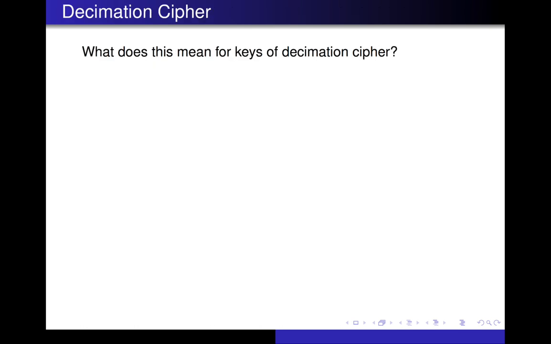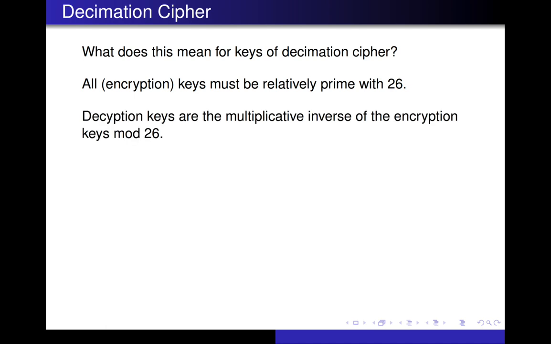All right. So, what does this mean about keys of the decimation cipher? Getting back to that one. If we have an encryption key, it must be relatively prime with 26. Remember, the problem with 4 and with 13 is they shared factors with 26 that weren't 1. And then the decryption keys are going to be the multiplicative inverses of those encryption keys. Let's do one more example to show you how to do this. If our encryption key is 15, the first thing we're going to do, if we want to be able to decrypt our messages, is figure out when 15 times a number is congruent to 1 mod 26.